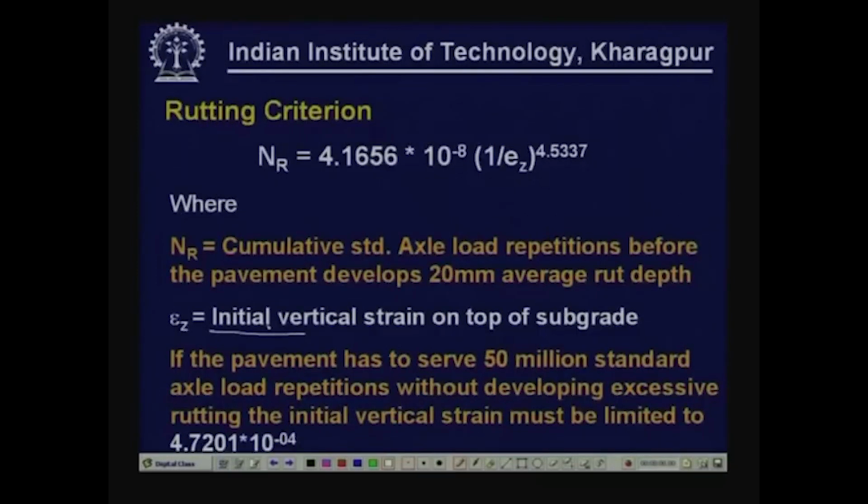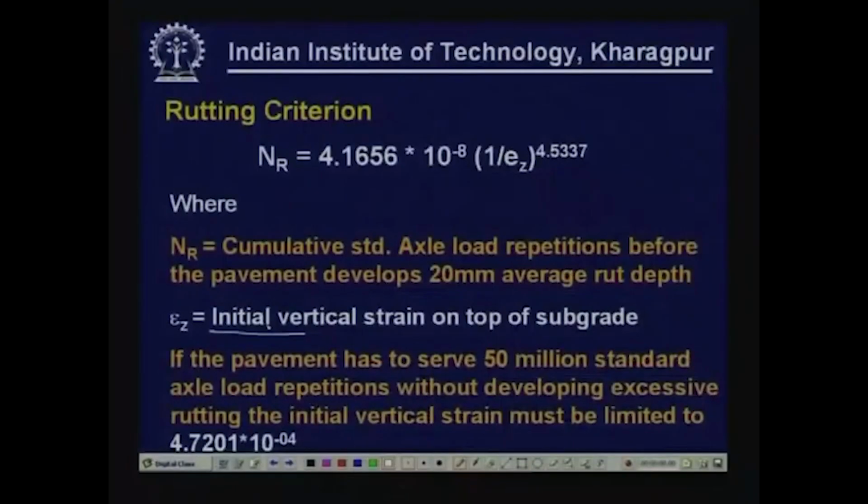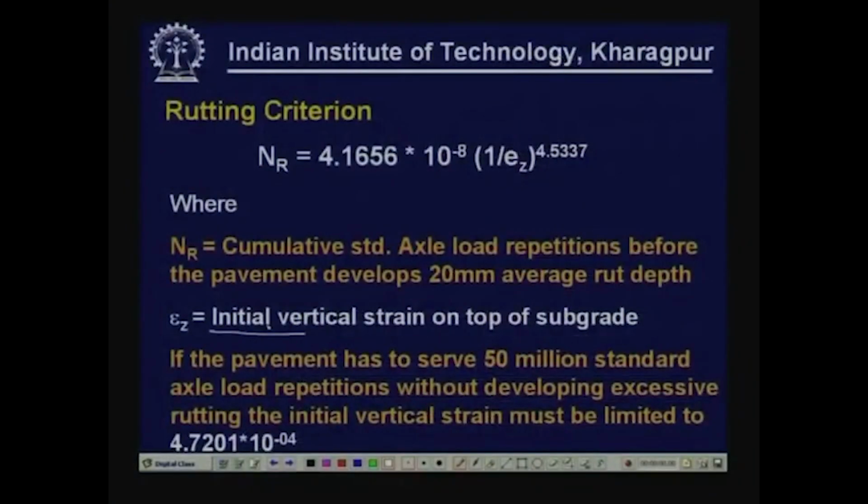This is computed corresponding to the initial condition of the pavement soon after it is constructed, when it is subject to the standard loading that we just discussed. For example, if the pavement has to serve about 50 million standard axle load repetitions without developing excessive rutting, that means without developing more than an average of 20 millimeter rutting, the initial vertical strain must be limited to, by substituting 50 million standard axles in the above equation, we get the corresponding epsilon z value to be 4.7201 into 10 to the power of minus 4. So, the initial computed strain should not be more than this value.